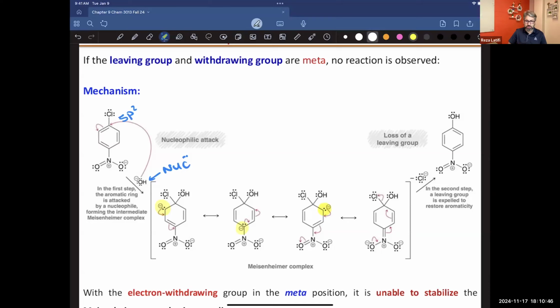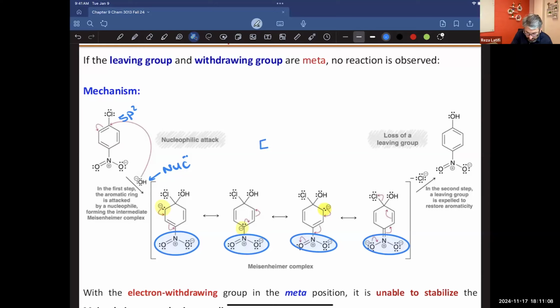Now let's talk about the nitro group. What's the effect of the nitro group? This is the nitro group. The nitro group is pulling electron density from the ring. We are creating a negative charge. Anything that stabilizes the negative charge will drop the activation energy, and it will make the reaction faster.